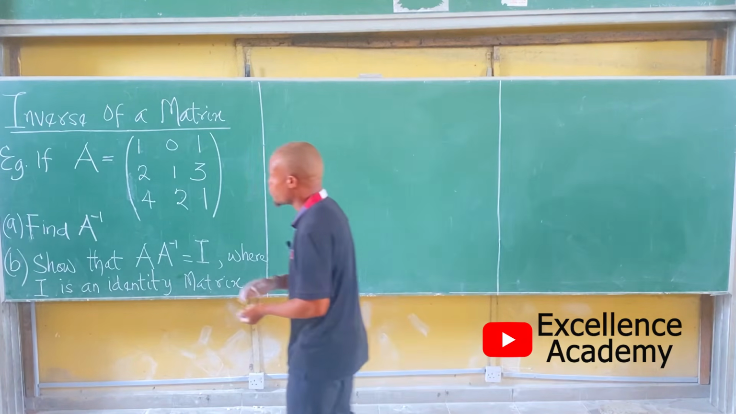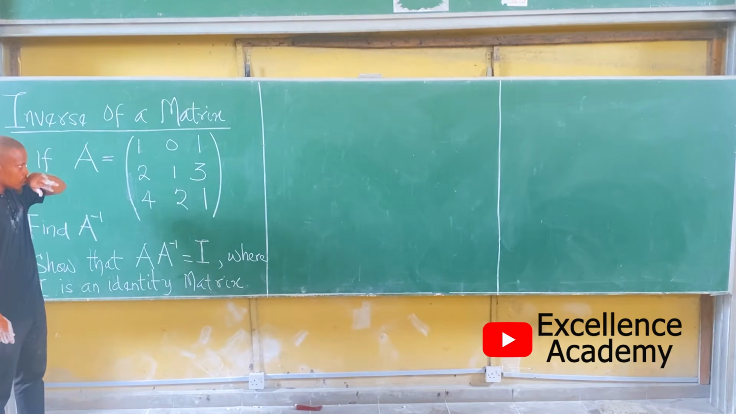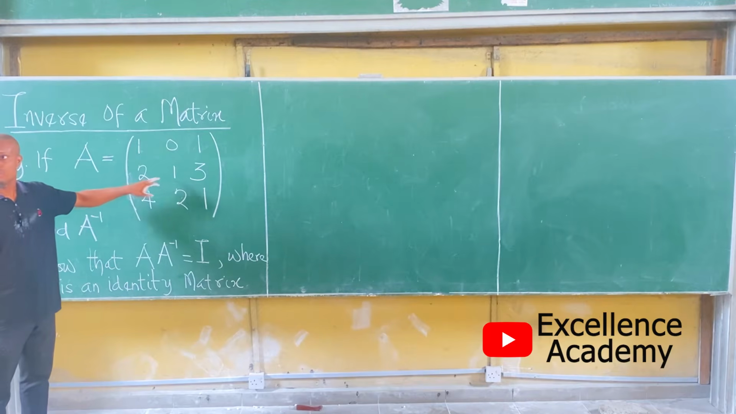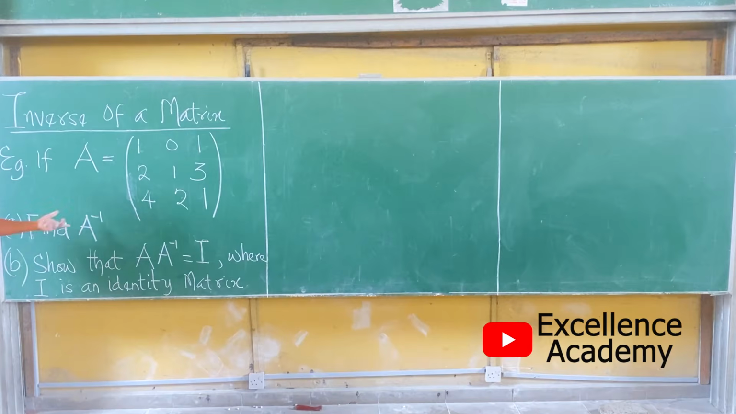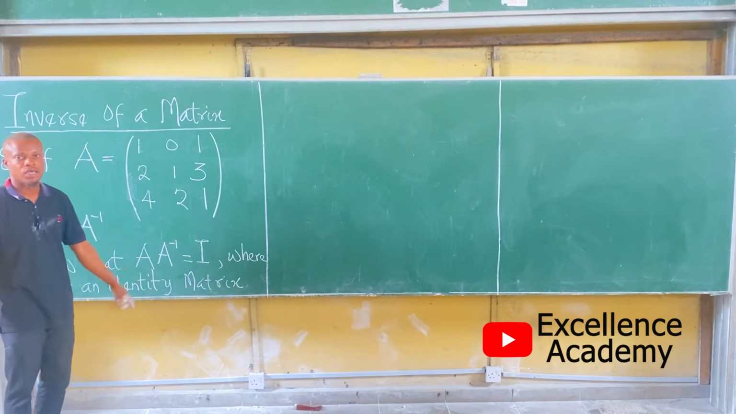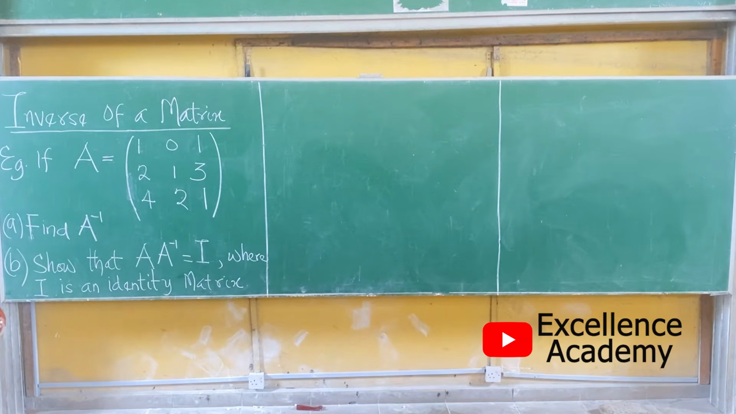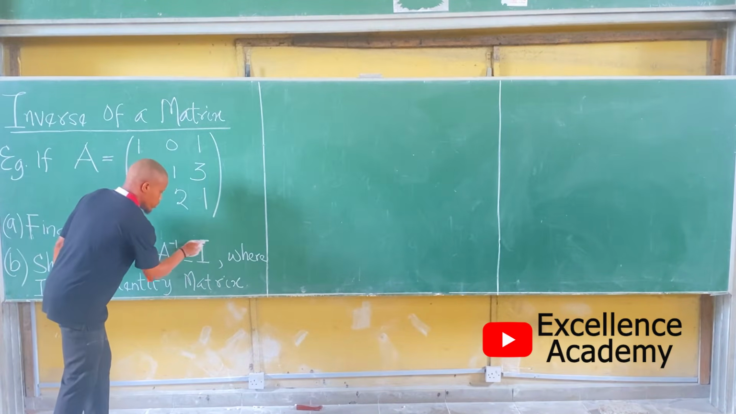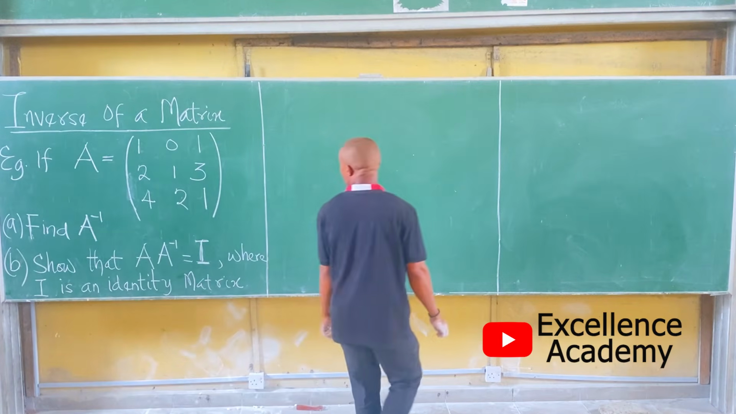Alright, let's take this example. Given a matrix A equal to 1 0 1, 2 1 3, 4 2 1. A, find the inverse of A. And B, show that the matrix A multiplied by the inverse of A is equal to I, where I is the identity matrix. Okay, let's solve that.